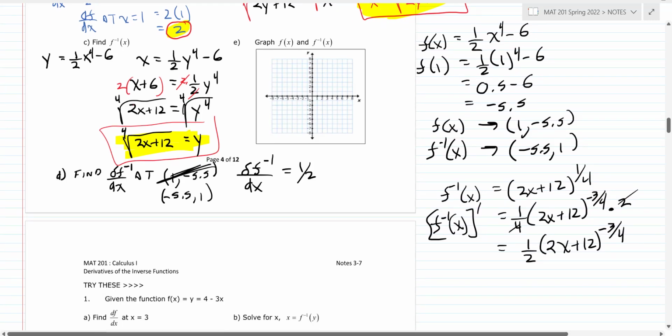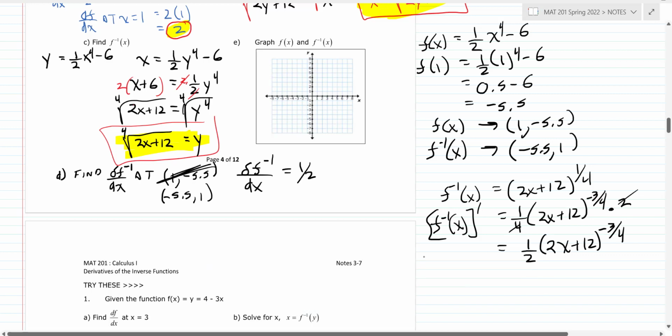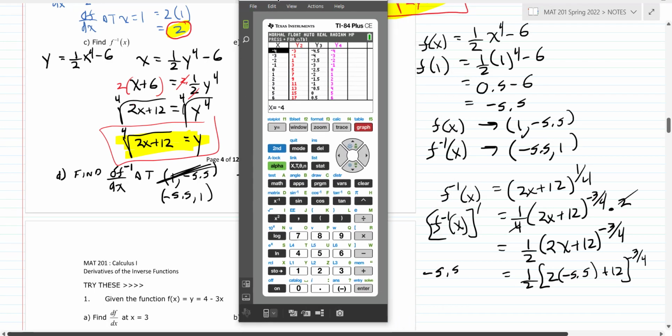Okay, so let me show you what happens if we work with this derivative. If I plug in negative 5.5, and I'm just going to do this on the calculator, we have 1/2 times 2 times negative 5.5 plus 12 to the negative 3/4 power. Let me just pull up my calculator and do it this way and show you what answer we get.